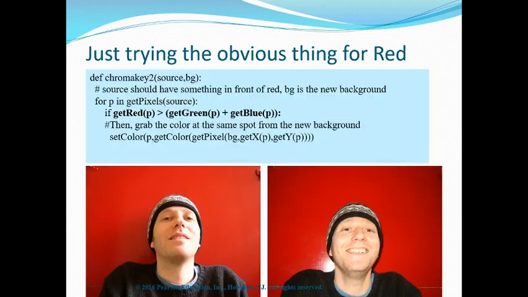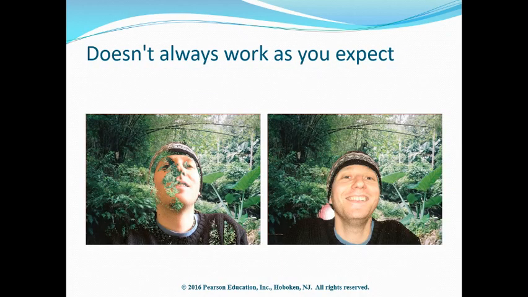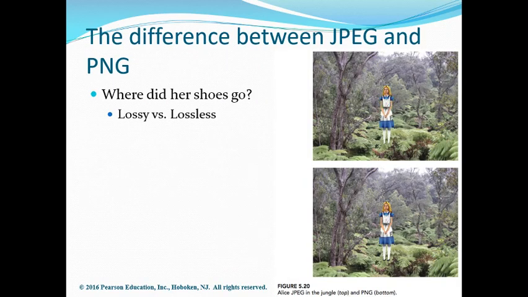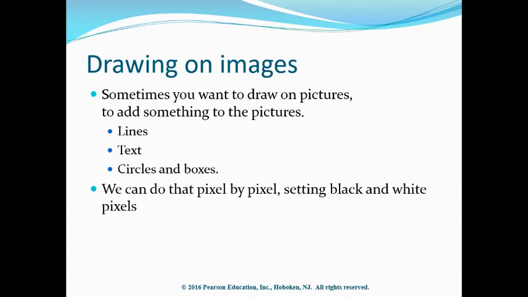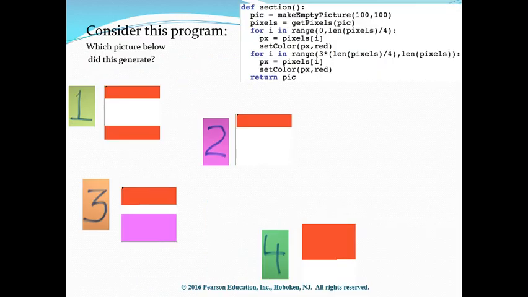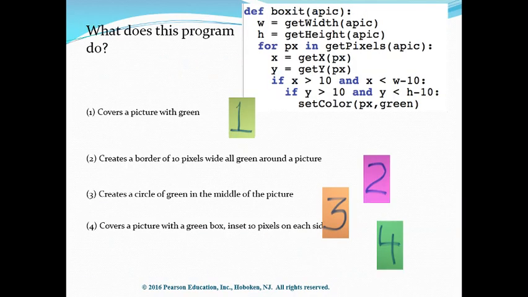But it doesn't always work as you expect, so you have to play with the threshold. But it's easy to do with this picture of Alice, because the background's perfectly the same color. So we can see that Alice is easy to place in the jungle. Drawing on images, let's skip that example for a second.